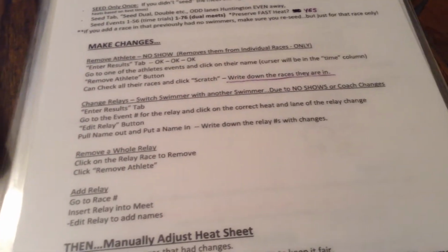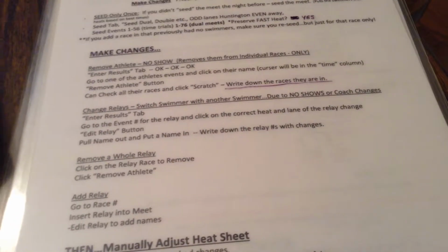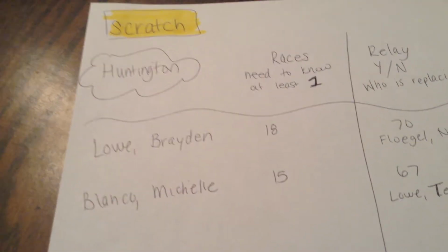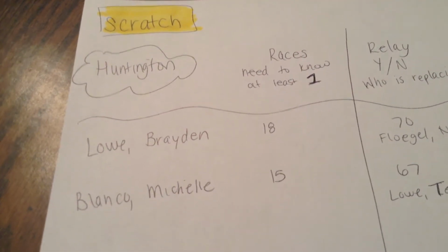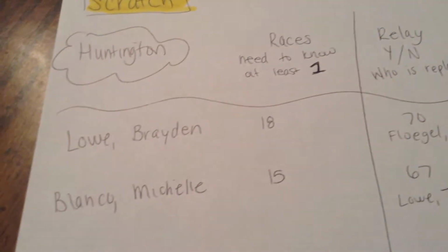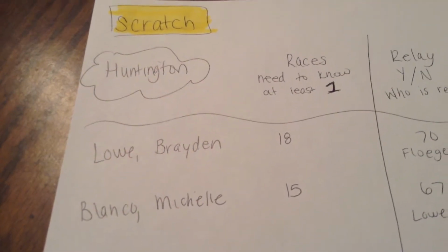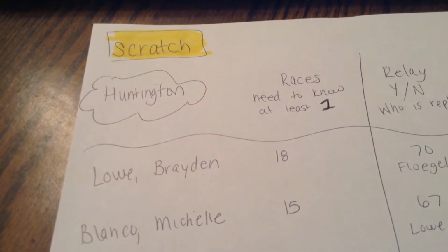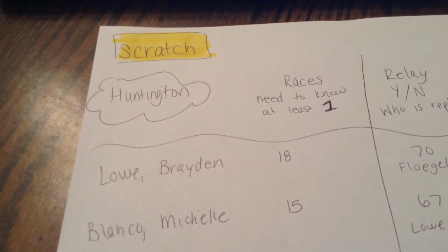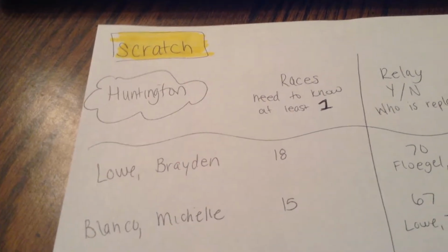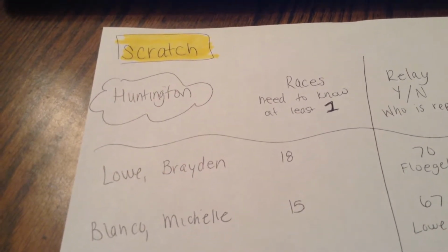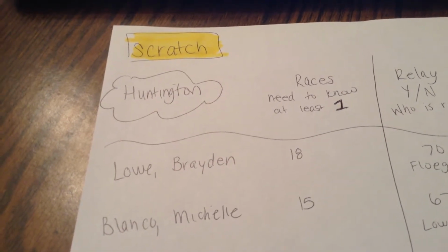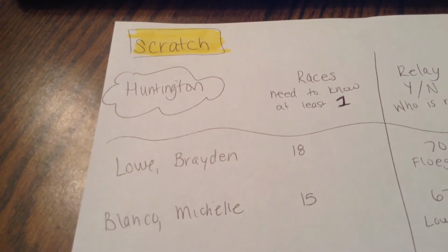So we're going to pretend like we've checked in with our coaches and Huntington has some changes that they need to be made. When you're checking in on scratches, you need to know the races that the swimmer was in. If the coach knows all of the swimmer's races, awesome. But at minimum, you need to know at least one of their individual races, and the computer will help us find the other races the swimmer was in.